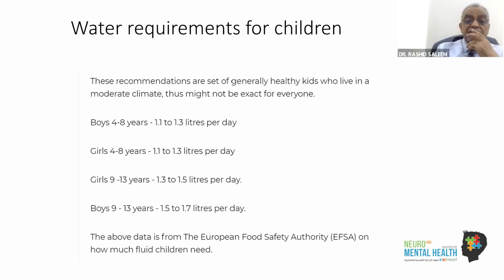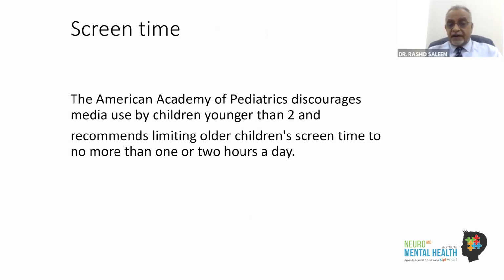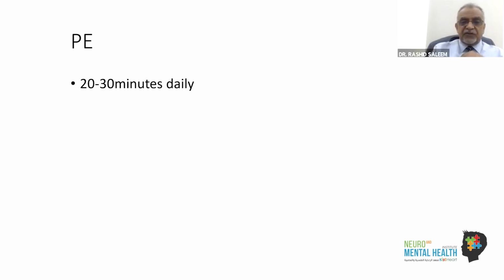Water requirement, this is from the European Food Safety Authority on how much fluid children should use. Rough guide, 4 to 8 year old girls and boys need 1.1 to 1.3 litres, and from 9 to 13 years, roughly 1.3 to 1.7, depending upon the gender. But again, it's variable. And then sleep requirements, according to the Academy of Sleep Medicine. For headaches, particularly the school age group, 9 to 12 hours per 24 hours is important. Meanwhile, the American Academy of Pediatrics discourages media use in children under 2 years and recommends limiting older children's screen time to 1 to 2 hours.